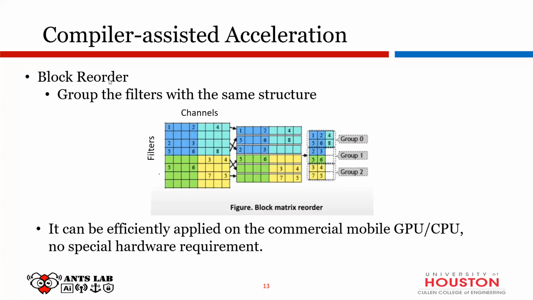And the benefit of introducing the compiler to accelerate this type of scheme is that it can be efficiently applied in current commercial mobile GPUs and CPUs. So we do not need any specific hardware requirement for this.